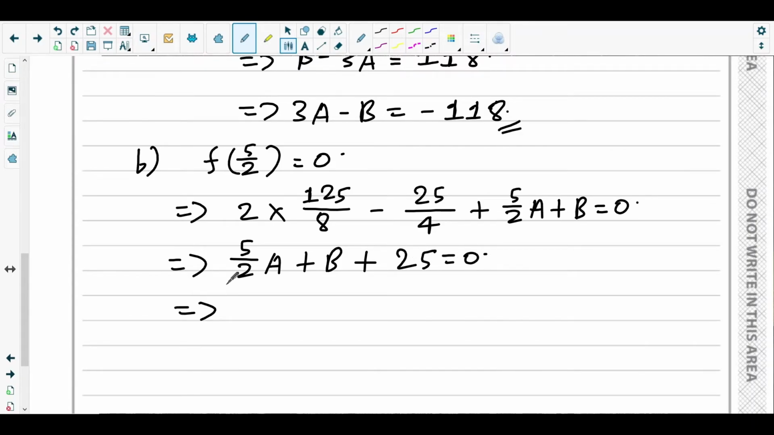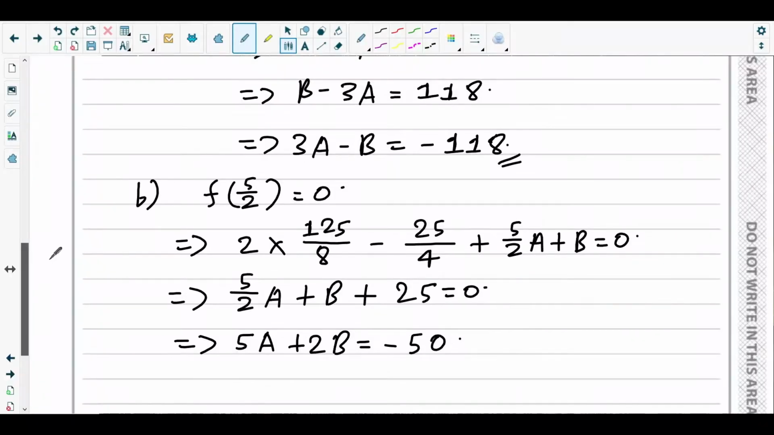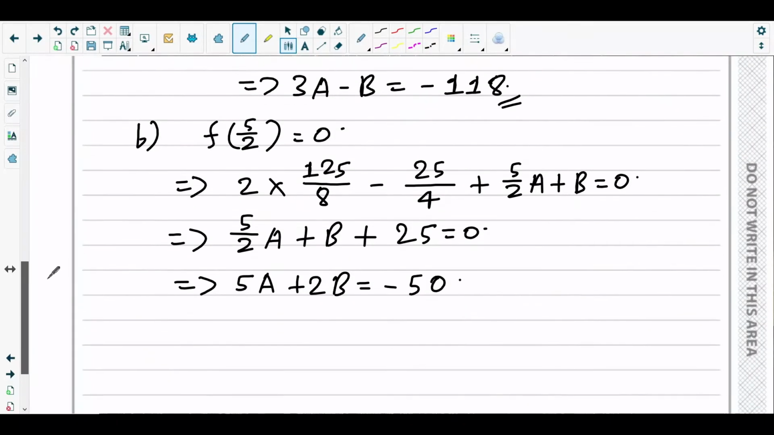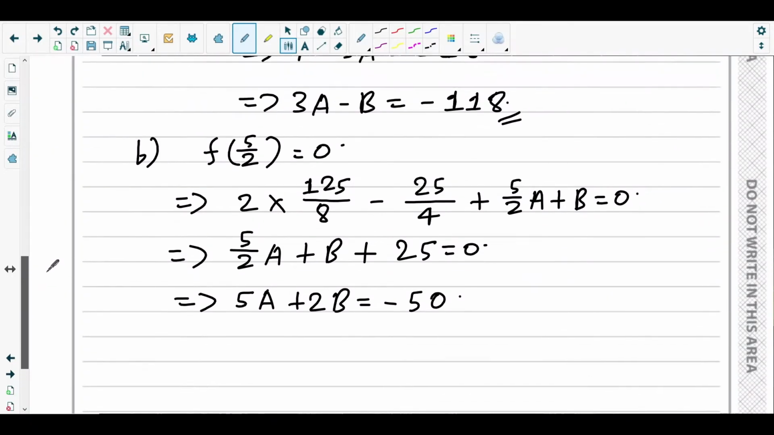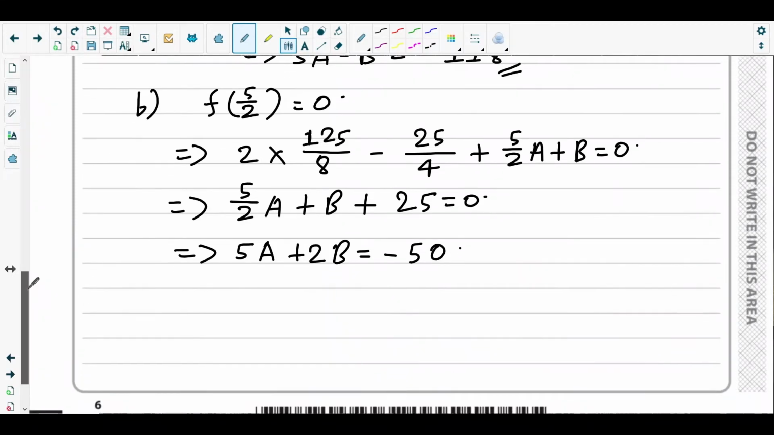Now multiply both sides by 2 and take this 25 to the right side. So you will get 5a plus 2b equals negative 50. So we got two simultaneous equations, isn't it? Now we can solve these two simultaneous equations using either the elimination or substitution method. So let's use the elimination method, that would be faster.